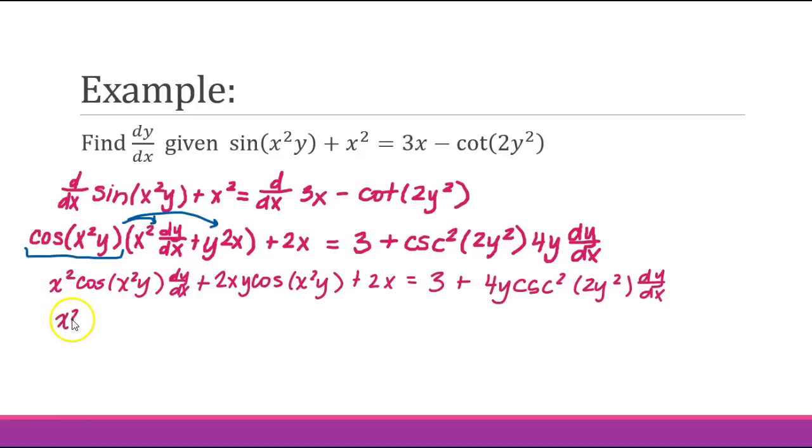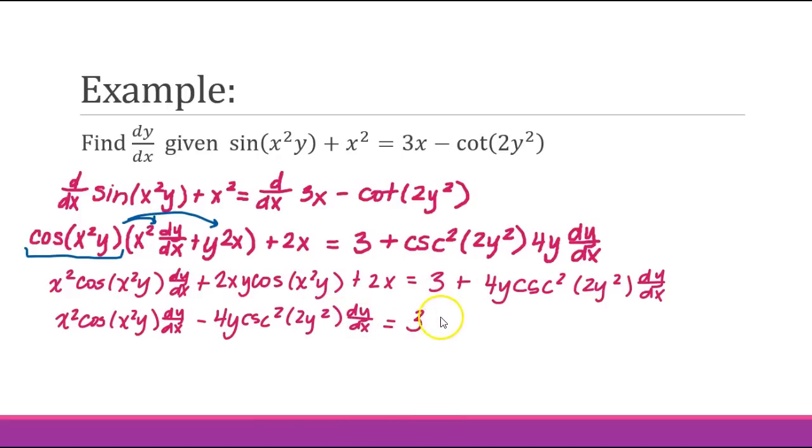And now we can gather the two terms with dy dx on one side of the equation, so we'll have x squared cosine x squared y dy dx, which is already on the left. We'll subtract 4y cosecant squared 2y squared dy dx, move it to the left. And on the right, keep the 3, subtract the 2x quantity, and subtract the 2xy cosine x squared y.